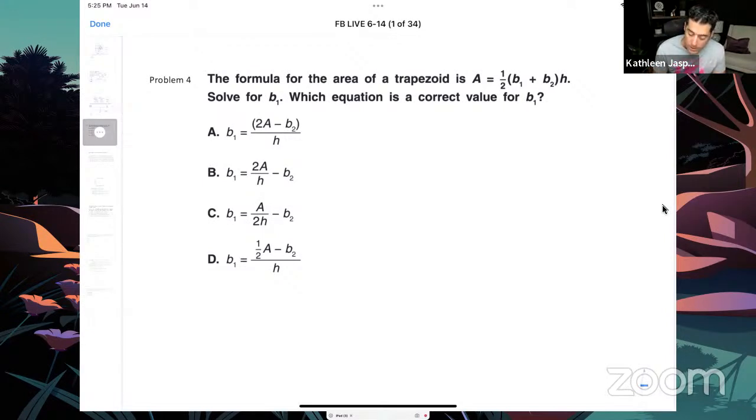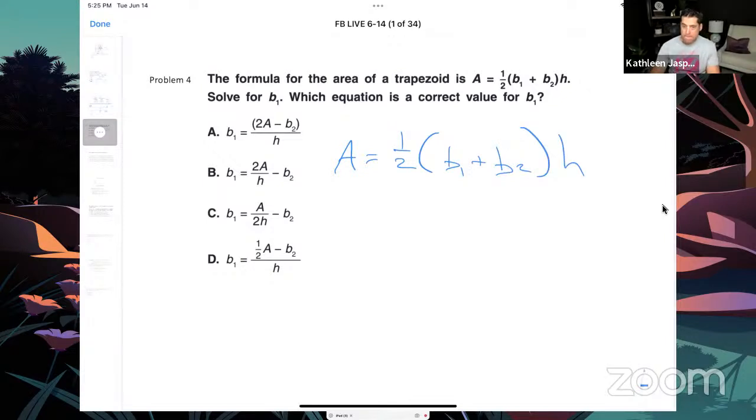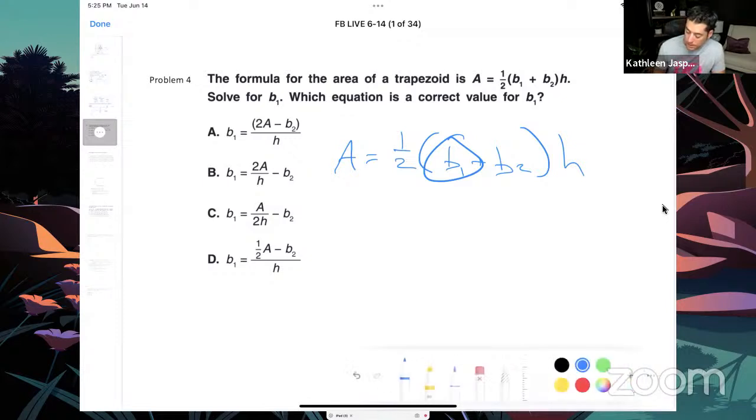First thing we need to do is go ahead and write down what it is that we're looking for. So I have area is equal to 1/2 base 1 plus base 2 all times the height. We need to isolate base 1. That's this right here. How are we going to get that away from everything on that side of the equation? So it just is going to take baby steps.